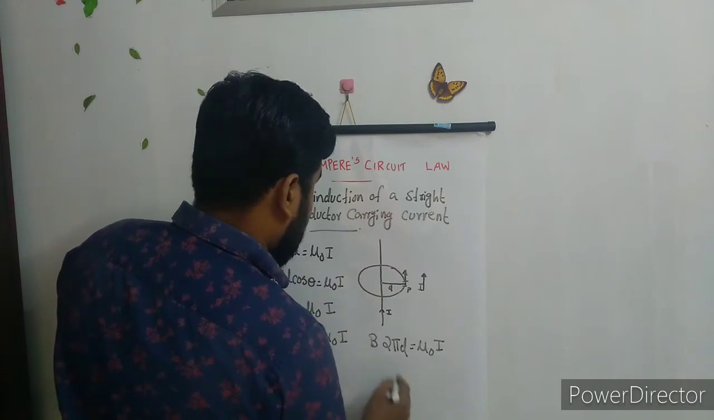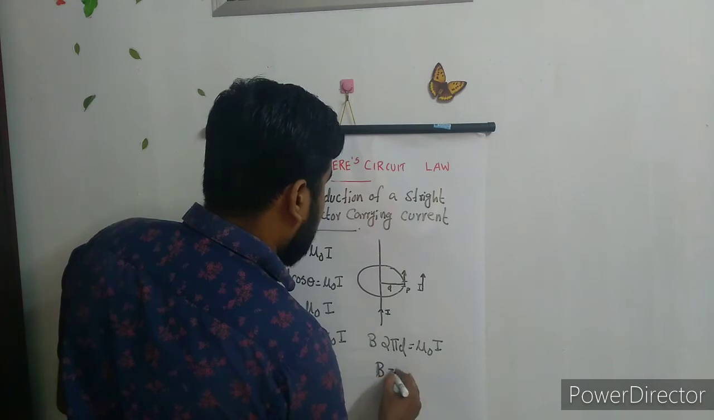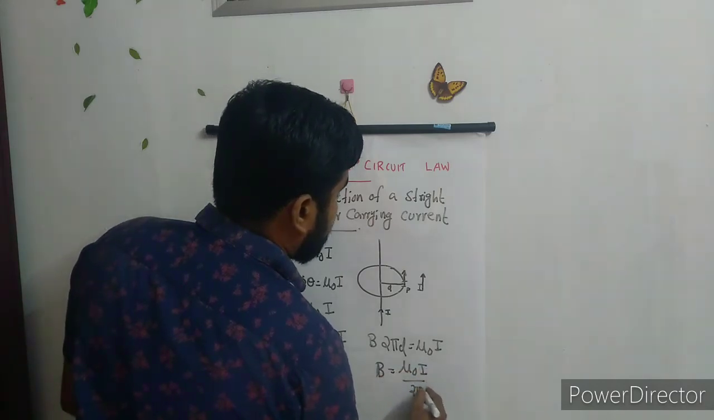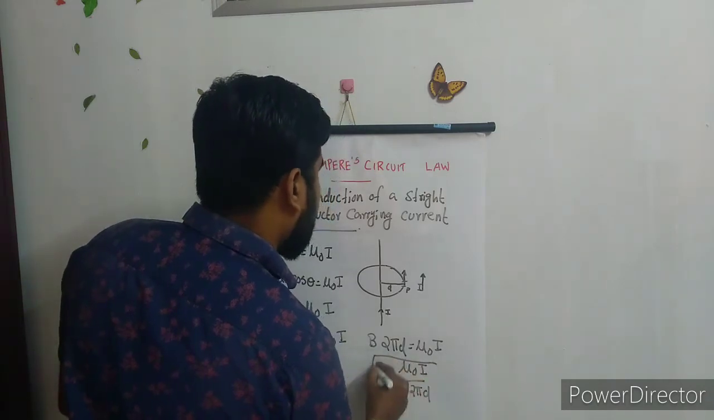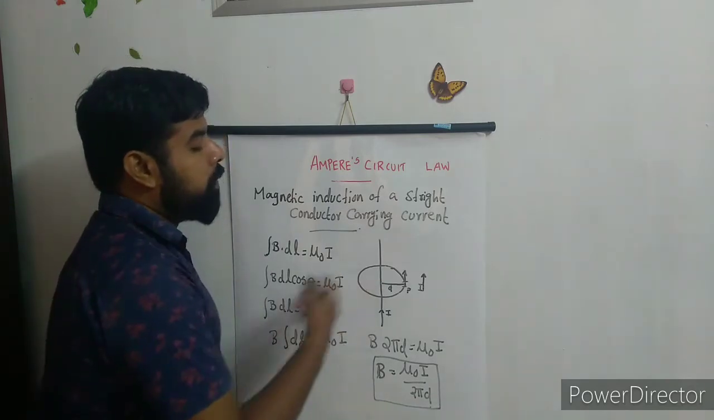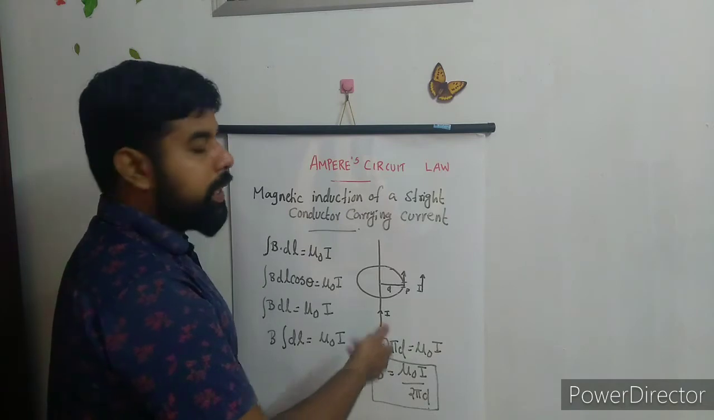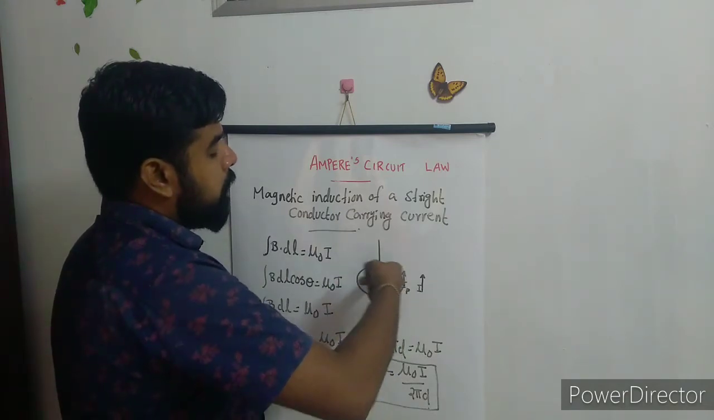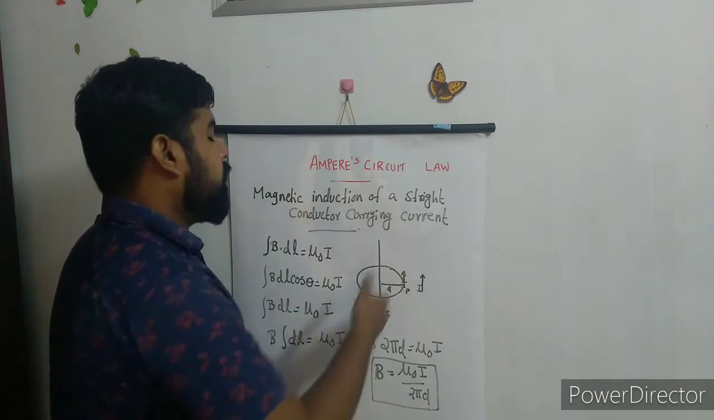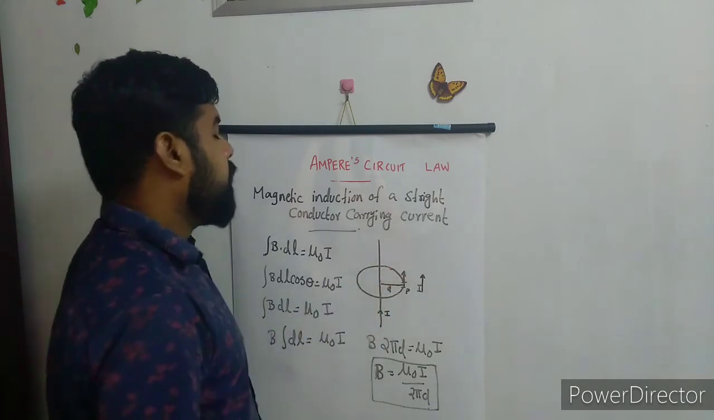So what is the magnetic field? The magnetic field is B equal to mu 0 I by 2 pi d. This is the magnetic field around a straight current carrying conductor. Around a straight current carrying conductor, we can take the region in the form of a circle, so the direction of the field around it is circular.